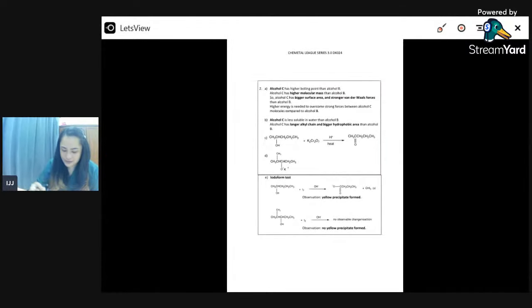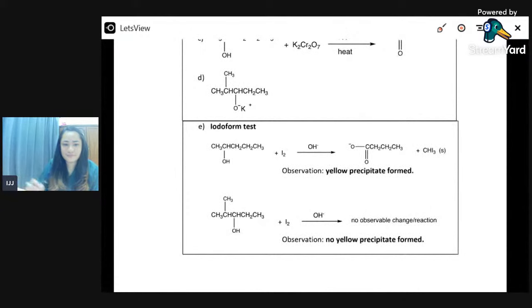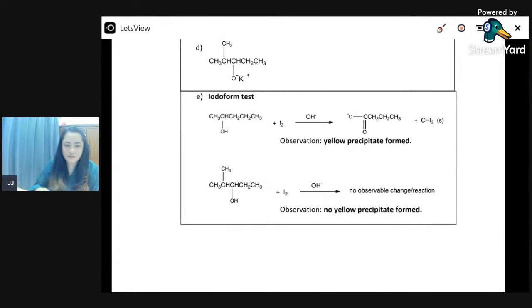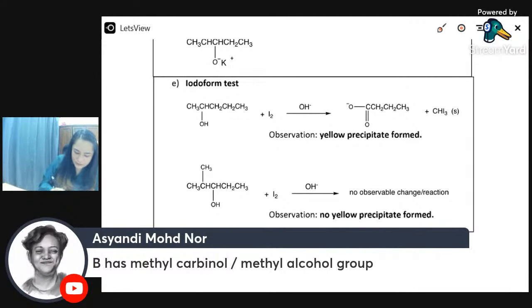Ya, ambil tunjuk. Ini iodoform test. Okay, iodoform test is iodine in NaOH. Okay, ada yang buat macam ni. Kalau kamu letak OH minus boleh, kamu letak NaOH juga boleh. Kalau madam selalu ajar student madam buat full chemical equation CH3.